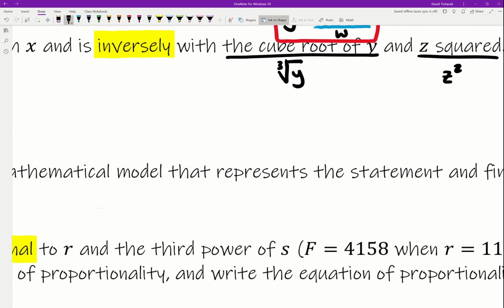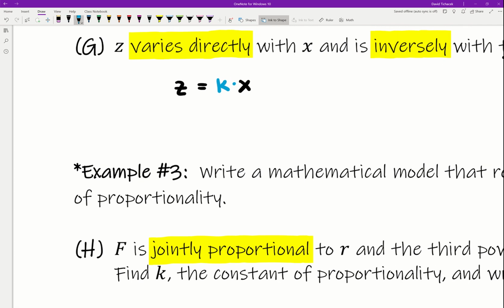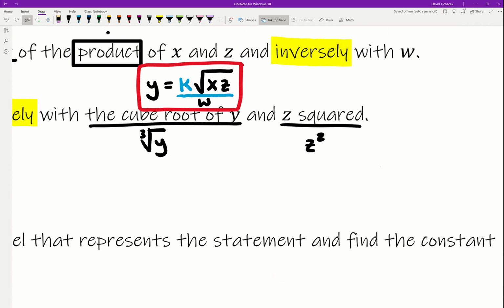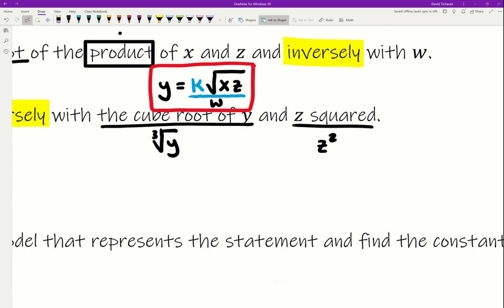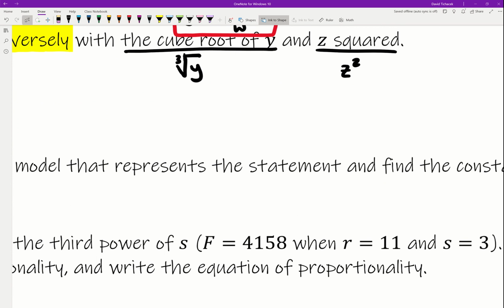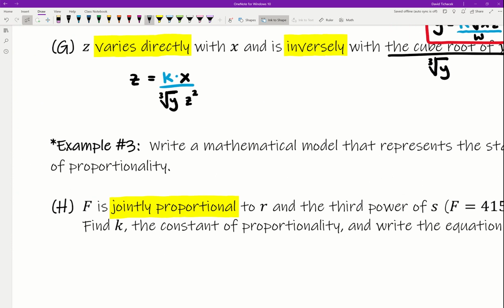So if we are inversely with these two quantities, then of course we're going to be dividing our constant of proportionality by those two quantities. And so I'll say here the cube root of y, and then times z squared. You'll notice that I'm not putting the z squared under the cube root, because if they wanted me to do that, they would have said something very similar to what they did in the last problem, where they say that we want to do the square root of the product of 2 unknowns. But here they didn't do that. Here they just said the cube root of y and only y, and then separately z squared. And so that would complete our model for that problem as well.